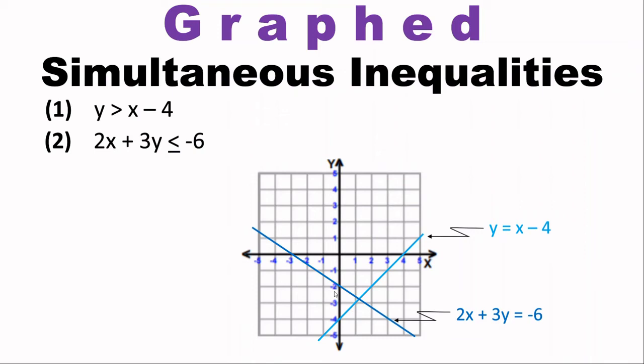For our first line, you can see that y is greater than x minus 4. So I'm looking for the points on this graph that show y values above the line y equals x minus 4. That is not including the line x minus 4. So I'll make this a dotted line. And I want to shade in the region where y is greater than this line. So y is above this line.